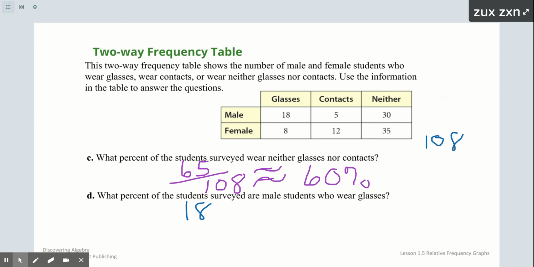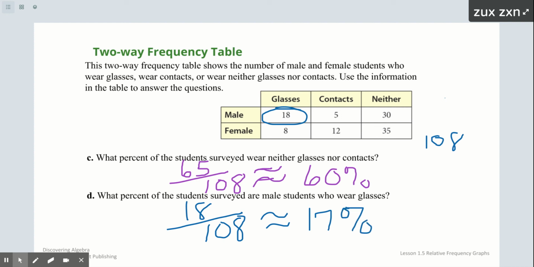Okay, so what percent of students surveyed? That's 108, that same total. Are male students who wear glasses. And that's my number of male students who wear glasses. So it's 18 out of 108. And again, we're going to do 18 divided by 108. And then we multiply that by 100 and get about 17%. You actually get 16.6 repeating percent.